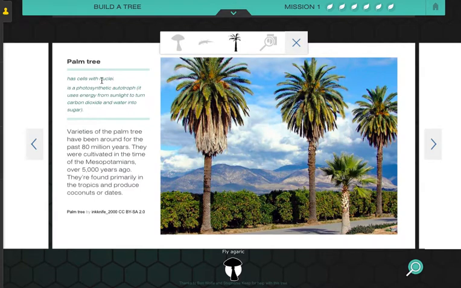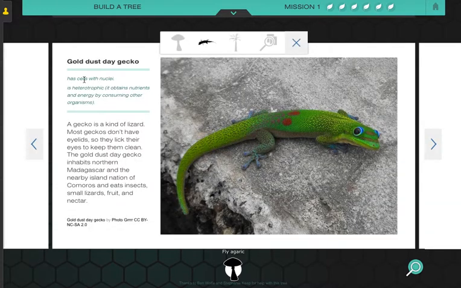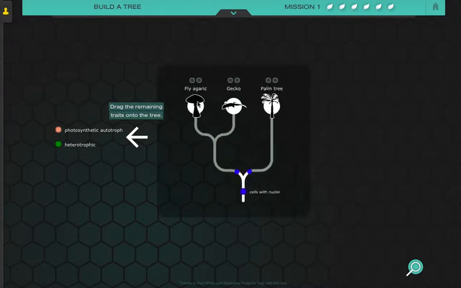The palm tree also has cells with nuclei, but it's actually photosynthetic. Let's look at the gecko. The gecko has cells with nuclei and is heterotrophic. By reading that, we find out that the fly agaric is actually closer to the gecko because they're both heterotrophic. You would normally assume that it's closer to the palm tree because you would assume that it's photosynthetic.